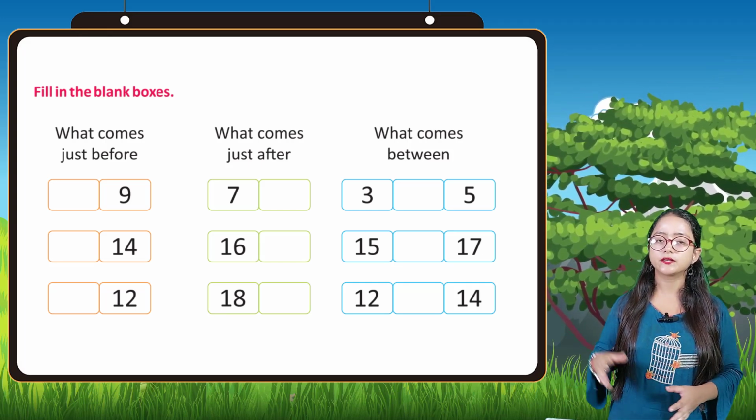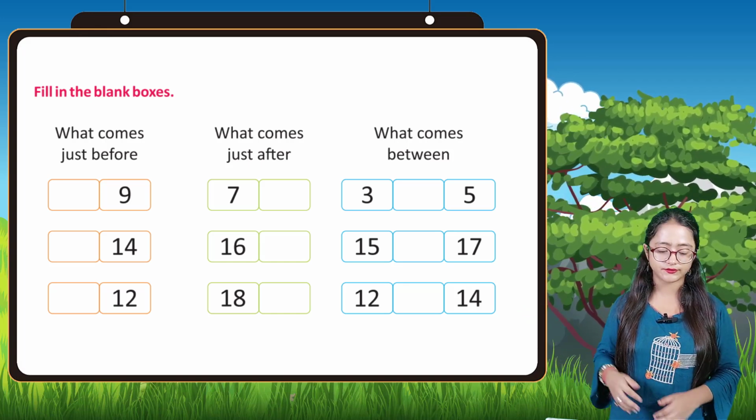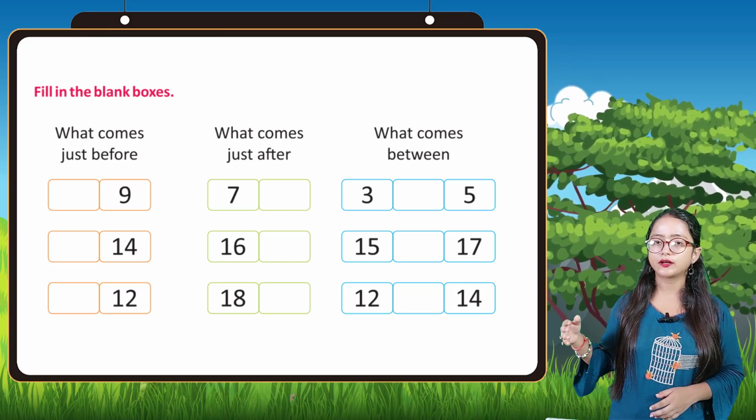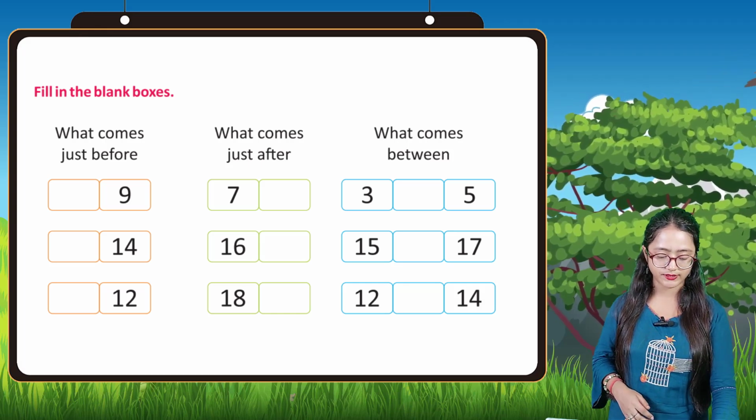Now the next is, what comes just after? What comes just after 7? That is number 8. So write down 8. Next one, what comes just after the number 16? That is 17. So write down 17.